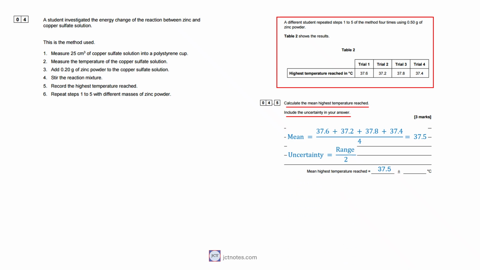The uncertainty is half of the total range. The range is obtained by taking the highest value in the table, 37.8, and subtracting the lowest value, 37.2. Then, the range is divided by 2, giving an uncertainty of 0.3. So, the final answer to write on the dotted line is 37.5 plus or minus 0.3.